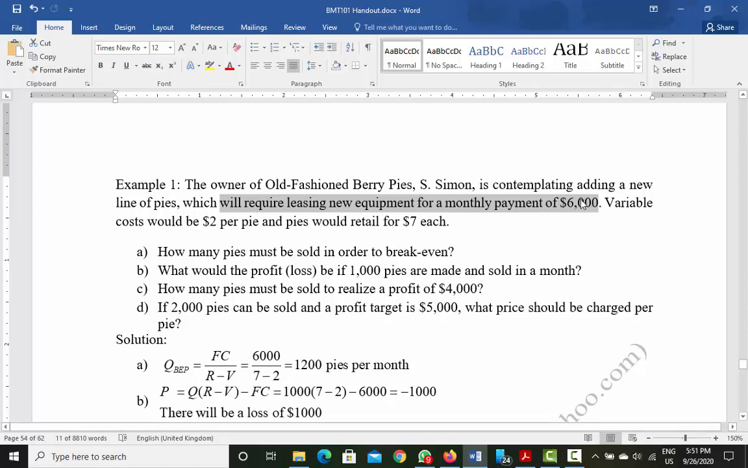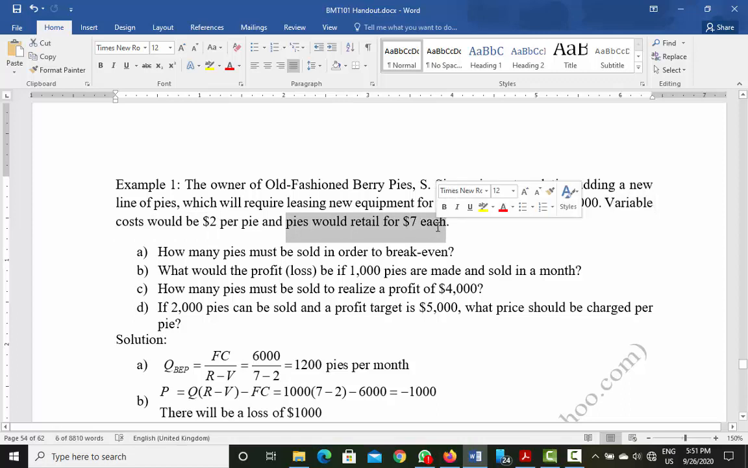So this is the monthly lease cost, which means this is the monthly lease amount. These will remain the same regardless of your volume of output, so this is the fixed cost. Variable cost would be $2 per pie, and pies would retail for $7 each.